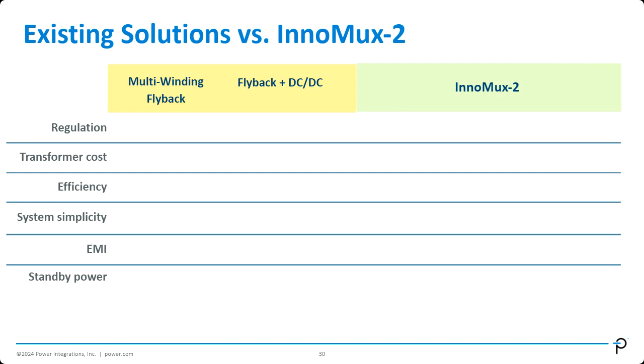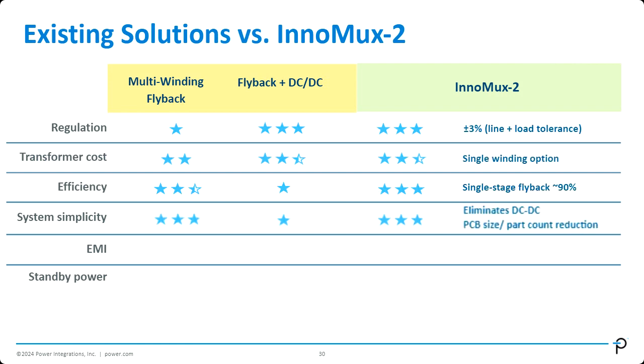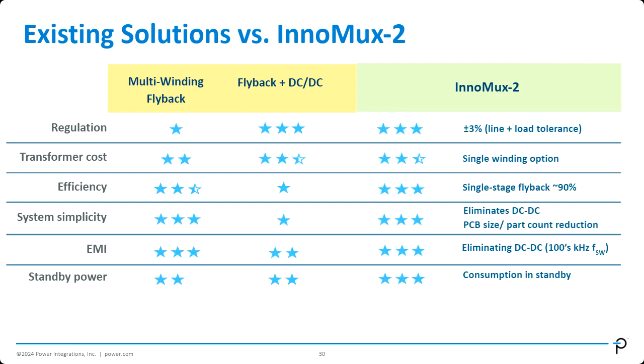Cool. Let's have a look at this. I've got this in my appendix. I won't go through item by item, but I'd like to compare on a few parameters over here. Obviously, we have excellent regulation and excellent efficiency. And due to the single winding option, we can give you a simple design of transformer, a low-cost transformer too. And of course, system simplicity because of the single-stage flyback design. We give you good standby power too.